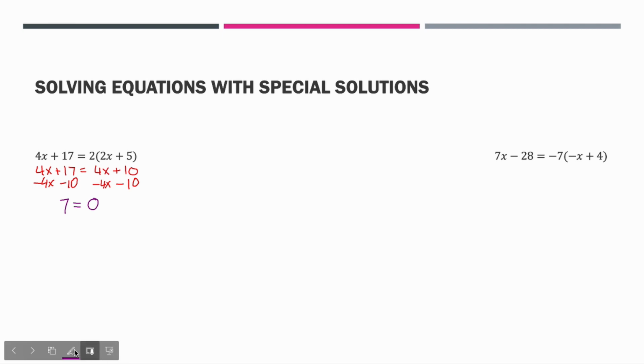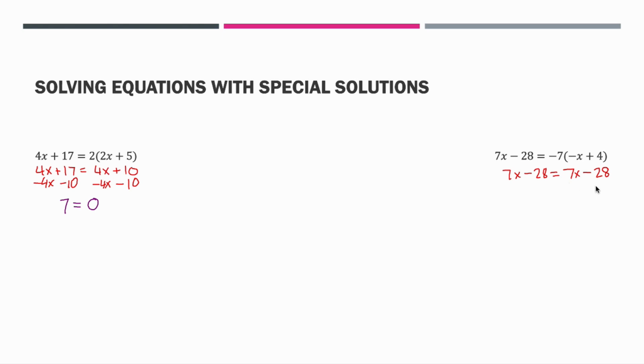Alright, let's try the second one. 7x - 28 = -7(-x + 4). Let's distribute the -7 to -x and 4. So -7 times -x, a negative times a negative is a positive, so that's 7x. -7 times 4 is -28. And so this is equal to 7x - 28.